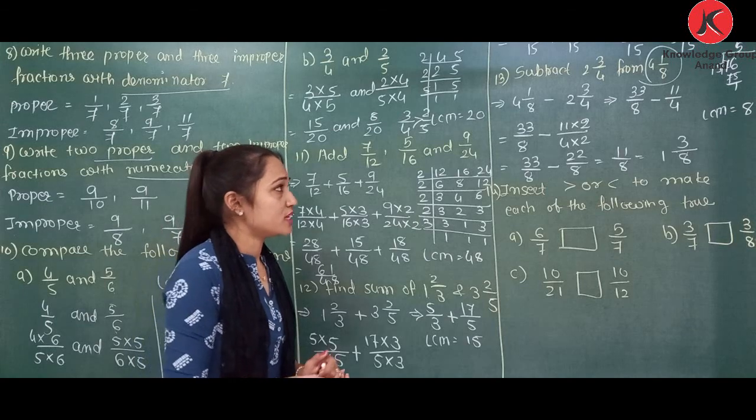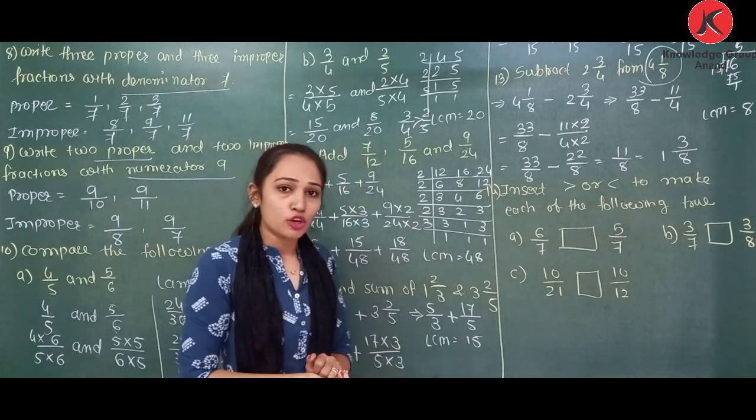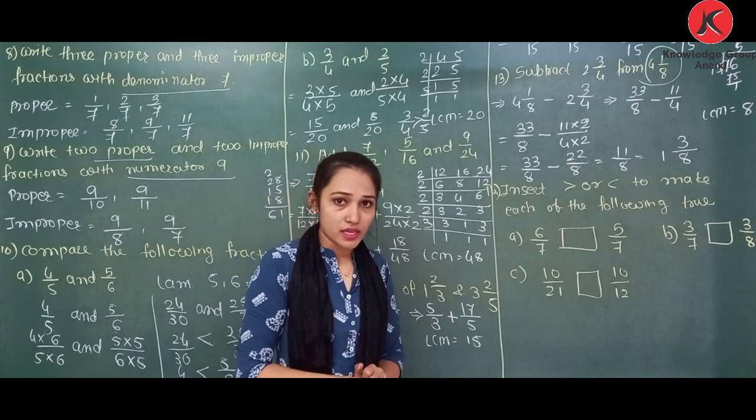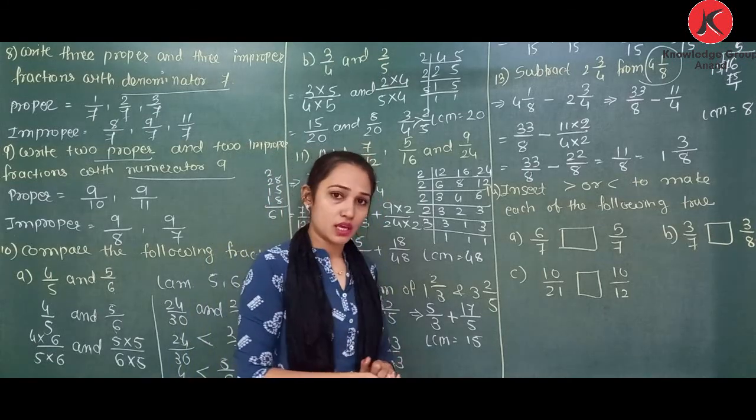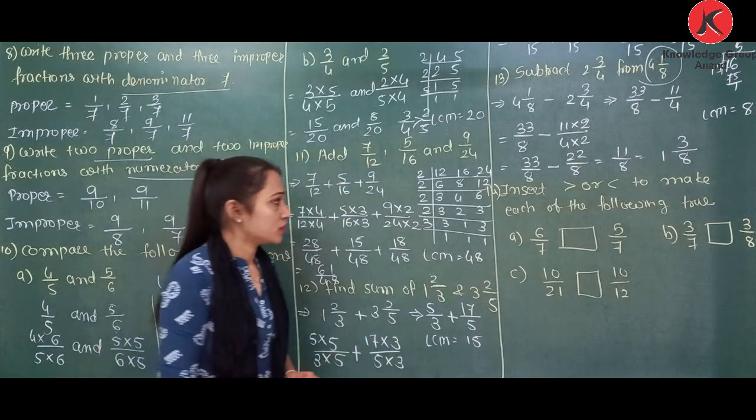Clear? If a mixed fraction is given, you can convert it into an improper fraction, and then if denominators are different, take the LCM to make the denominator same, and then you can add or subtract the numerators.